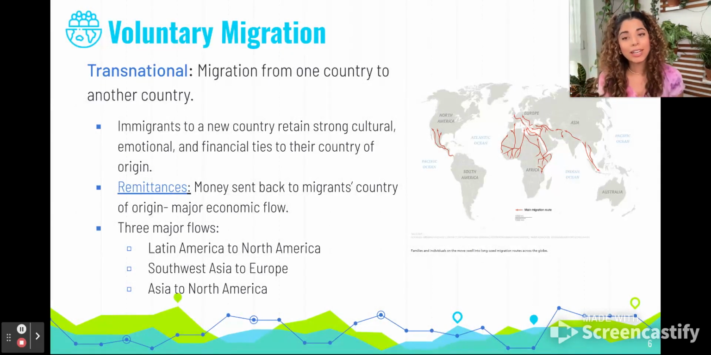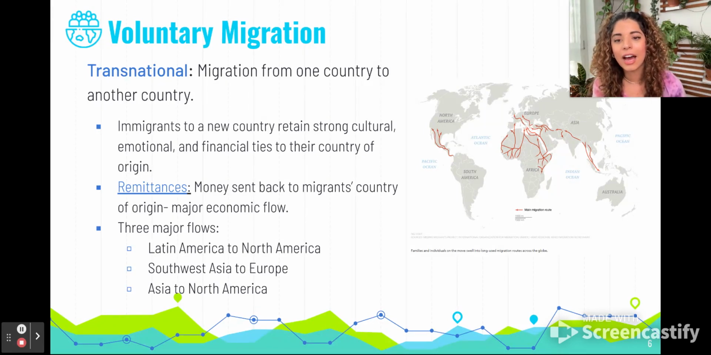So first, transnational migration. This is migration from one country to another country, so across national borders. Immigrants to a new country retain strong cultural, emotional, and financial ties to their country of origin, right? I think maybe a lot of y'all will be able to relate to this. You know I relate to this. I love my home. I love Mission, Texas, right?